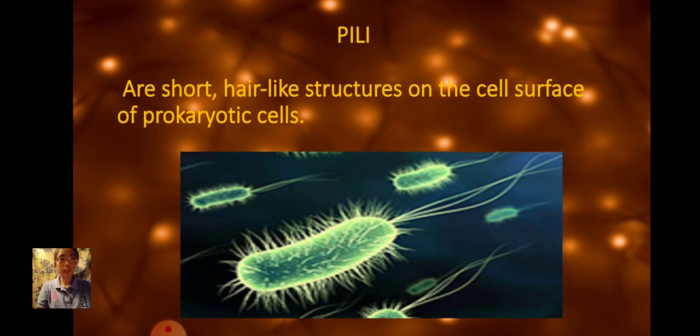The last one is pili, which are short hair-like structures on the cell surface of prokaryotic cells. They can have a role in movement but are often involved in adherence to surfaces, which facilitates infection and is a key virulence characteristic. So that's all.